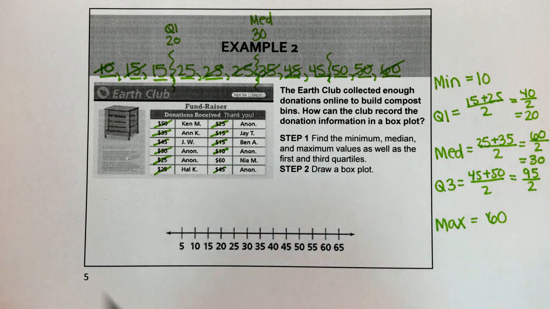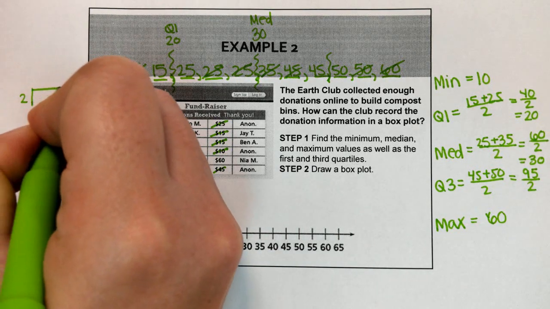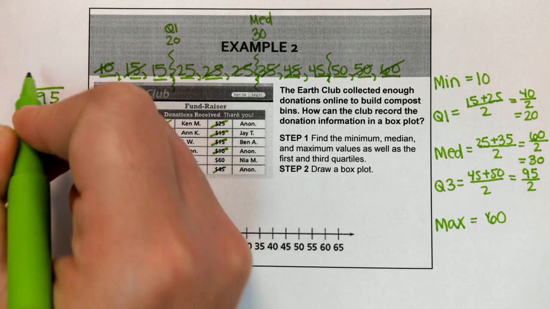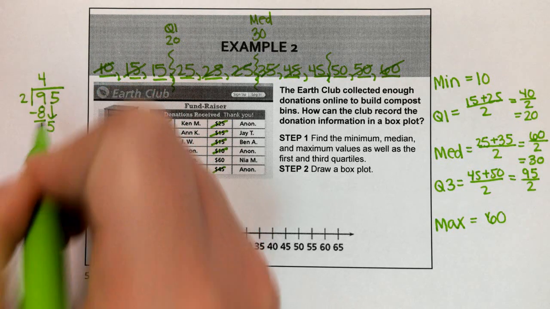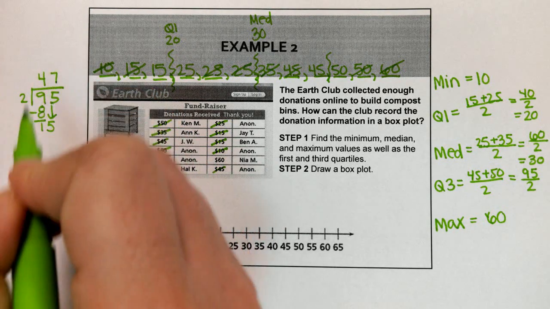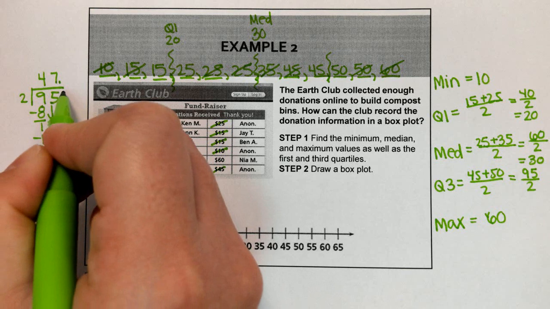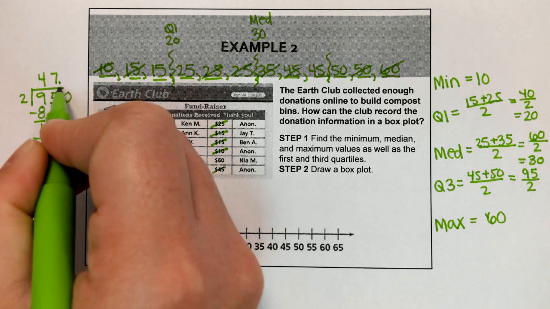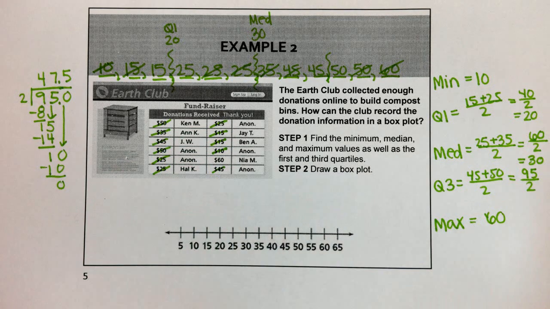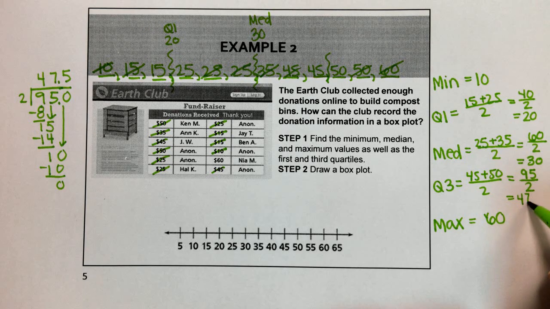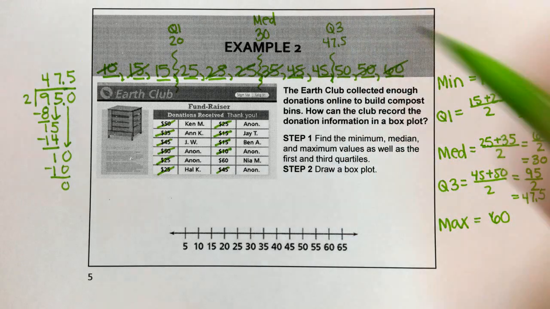Now I need to do long division to figure out how many times 2 goes into 95. So I'm going to come over here so I have some space. 2 goes into 9 4 times. 4 times 2 is 8. Subtract, I get 1. Bring down my 5. 2 goes into 15 7 times. 7 times 2 is 14. Subtract, I get 1. Add a decimal, decimal 0. Bring down my 0. 2 goes into 10 5 times. 5 times 2 is 10. So my quartile 3 is 47.5. So 47.5 is quartile 3.